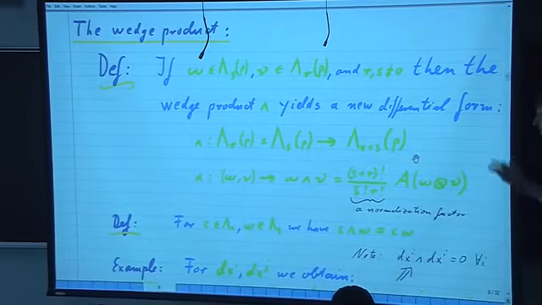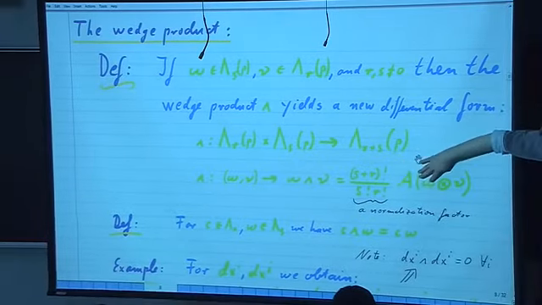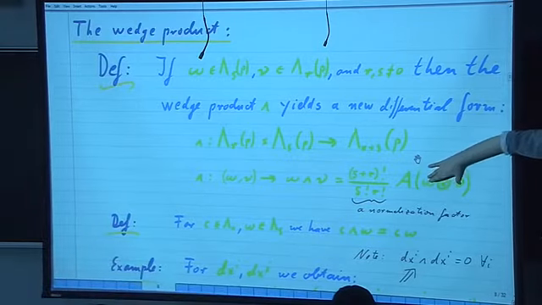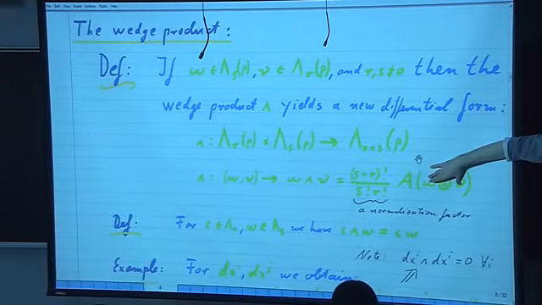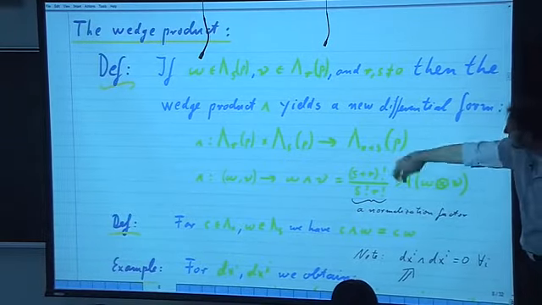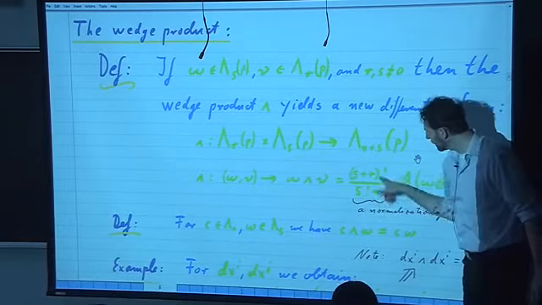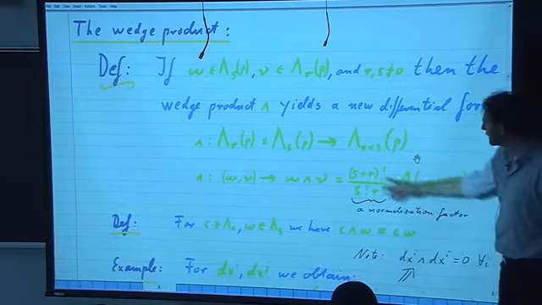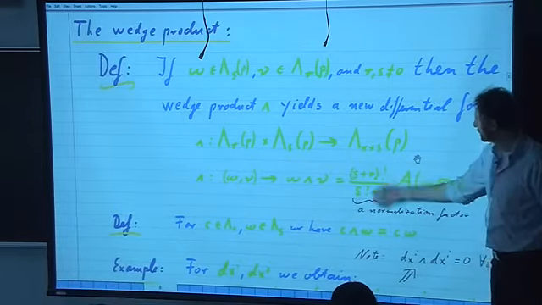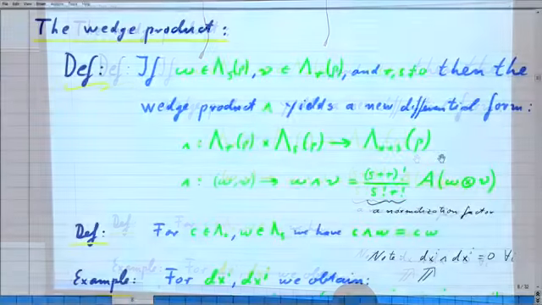And the definition is simply this. You take the tensor product between omega and nu, viewed as tensors, and then that tensor gets antisymmetrized. Put some combinatorial factors in front that will be convenient later on. They could be absorbed elsewhere too, but it's convenient to put those combinatorial factors right here.